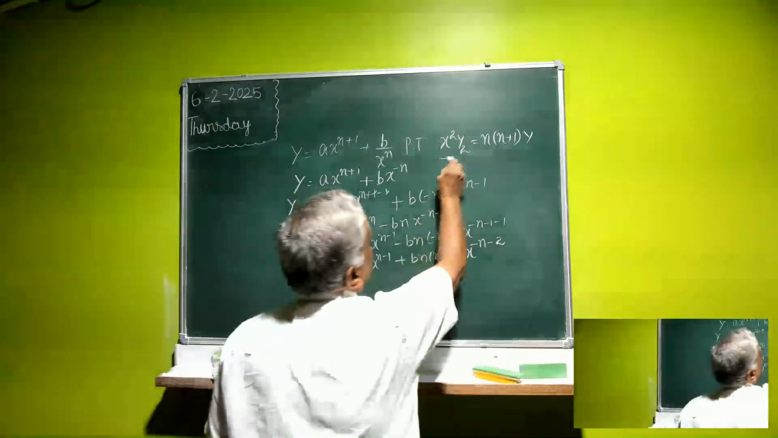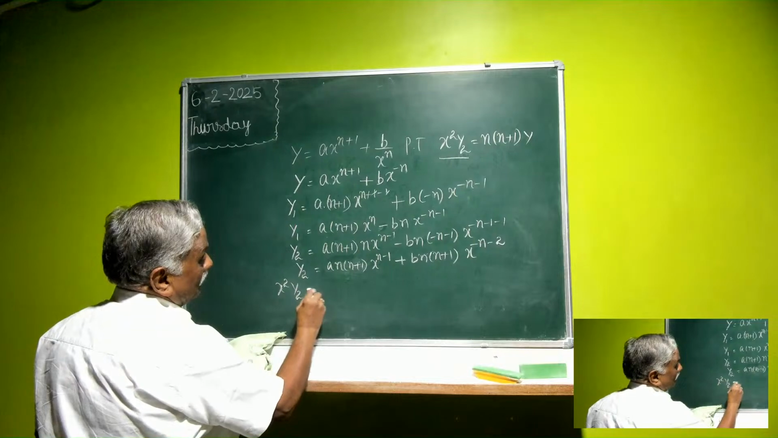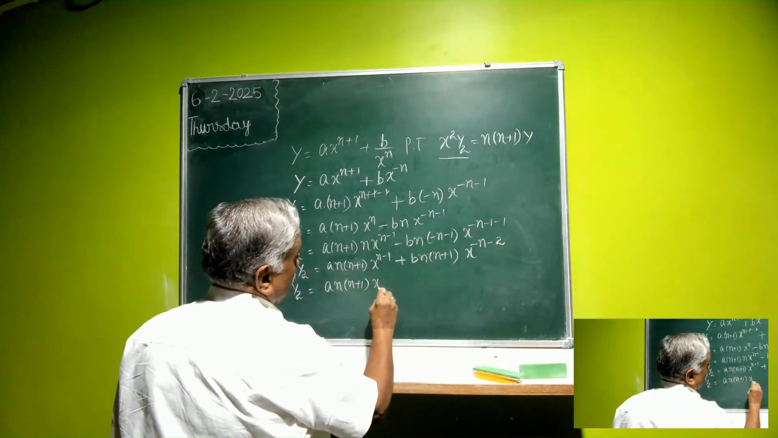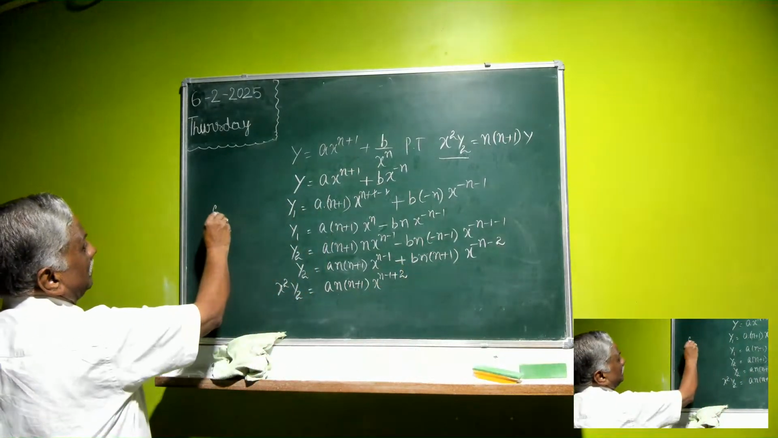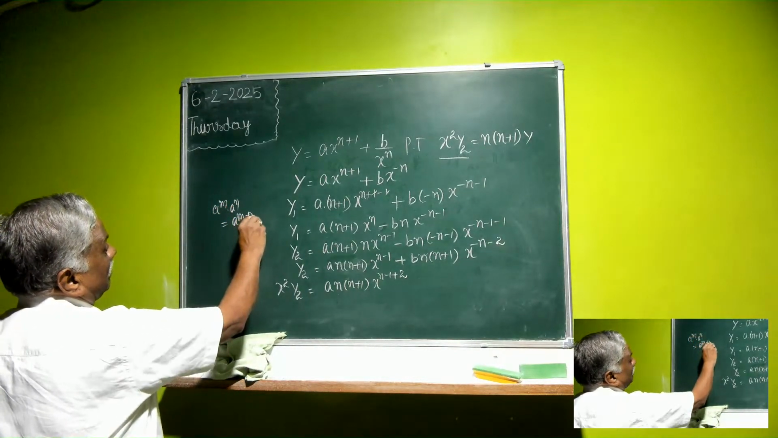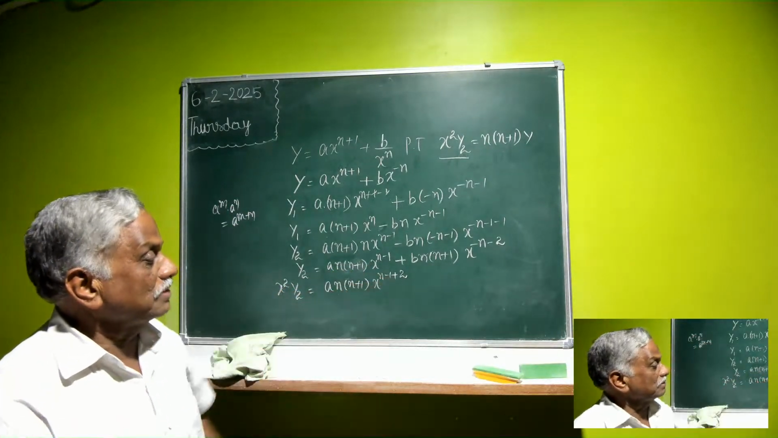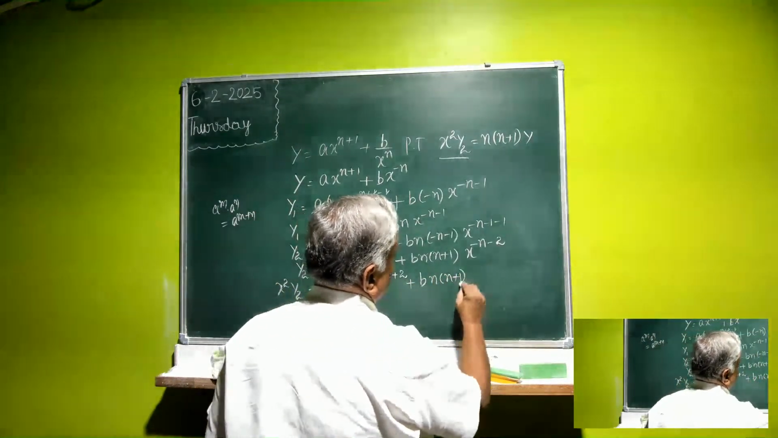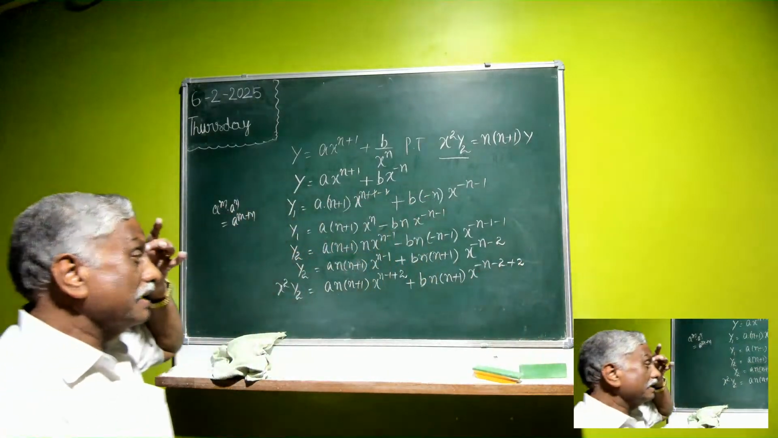Now we need to find what is x squared y2. X squared y2 is equal to a into n plus 1 x to the power of n minus 1 plus 2. I am using the formula a to the power of m into a to the power of n is equal to a to the power of m plus n. So x to the power of n minus 1 into x squared is n minus 1 plus 2, plus n into n plus 1 x to the power of minus n minus 2 plus 2. So here minus 2 and plus 2 will cancel.